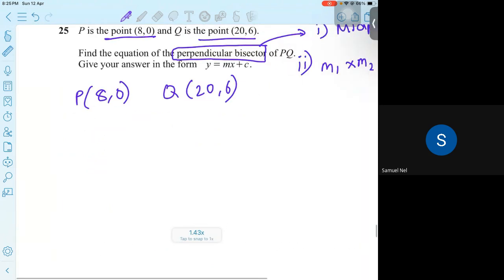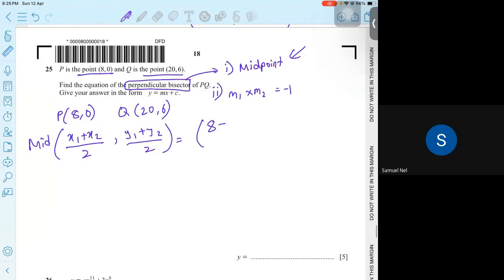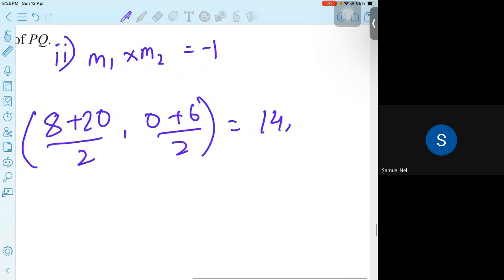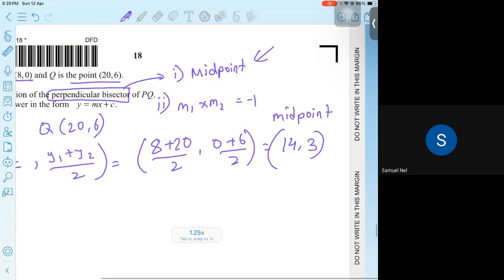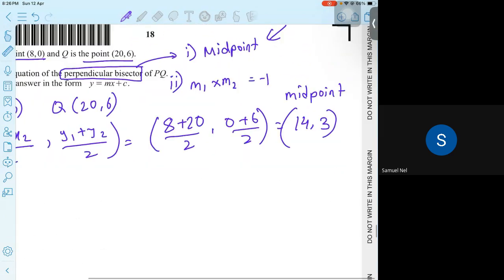So the midpoint formula is (x1 plus x2 over 2, comma, y1 plus y2 over 2). So let's see, (8 plus 20 over 2, comma, 0 plus 6 over 2) equals 8 plus 20, that's 28, over 2, that's 14, and then 6 over 2, that's just 3. This is the midpoint. Are we all cool with this? Out of 5 marks, you already get 1 mark, okay?